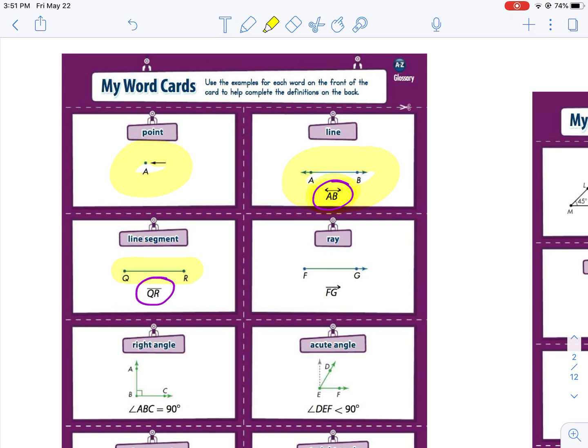And then the notation for this ray is, again, see how it's got a beginning and no end, so it's just an arrow like this, so FG. So this is called ray FG. And so again, we're labeling things. That's how we annotate that.